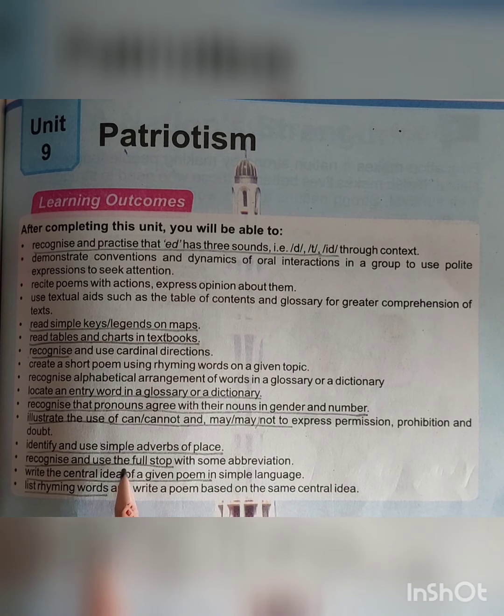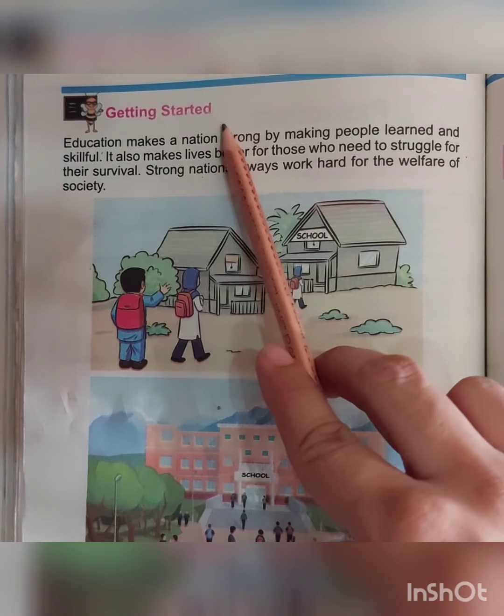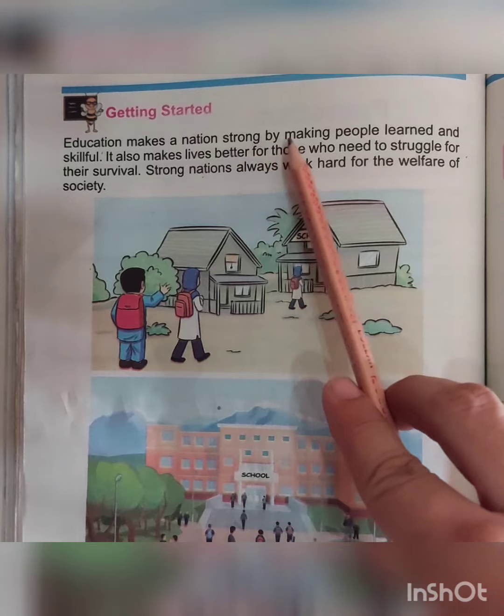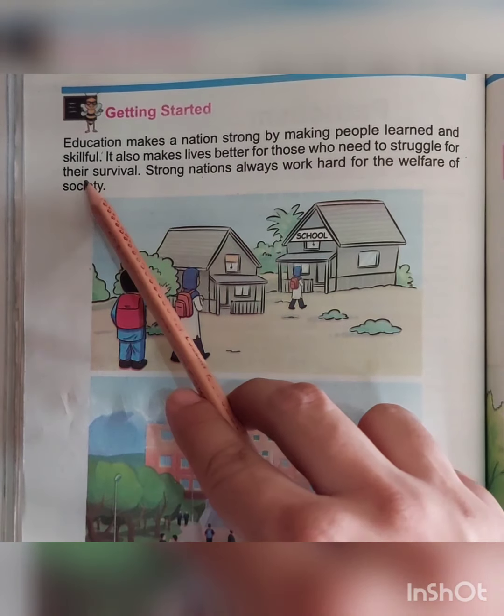Recognize and use the full stop. Write the central idea of the given poem. List rhyming words and write a poem based on the same central idea. Getting started. Education makes a nation strong by making people learned and skillful.